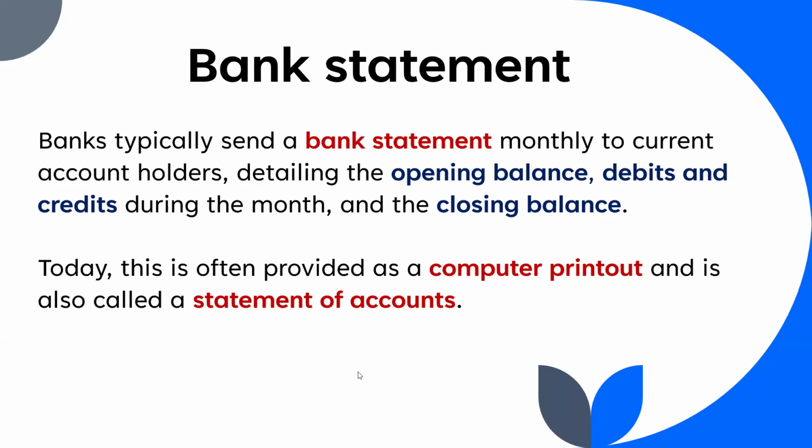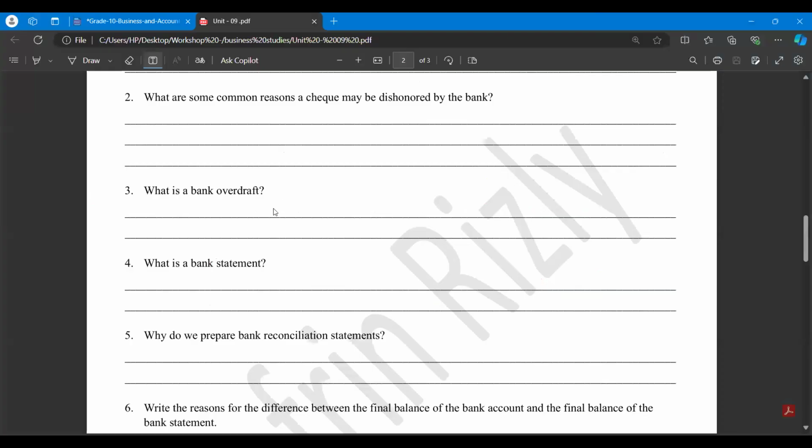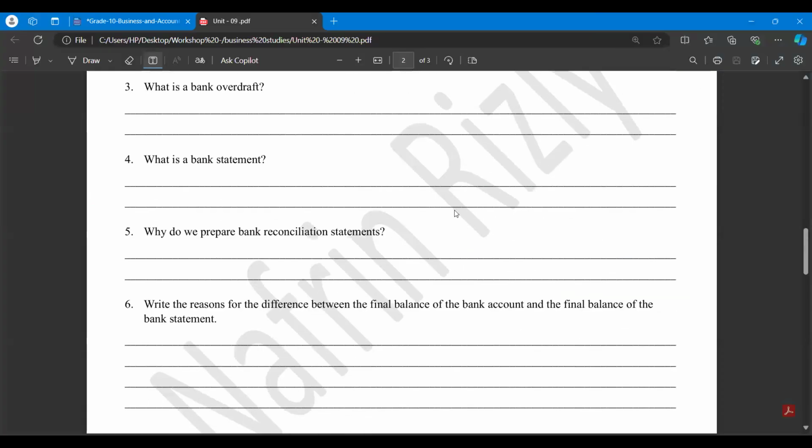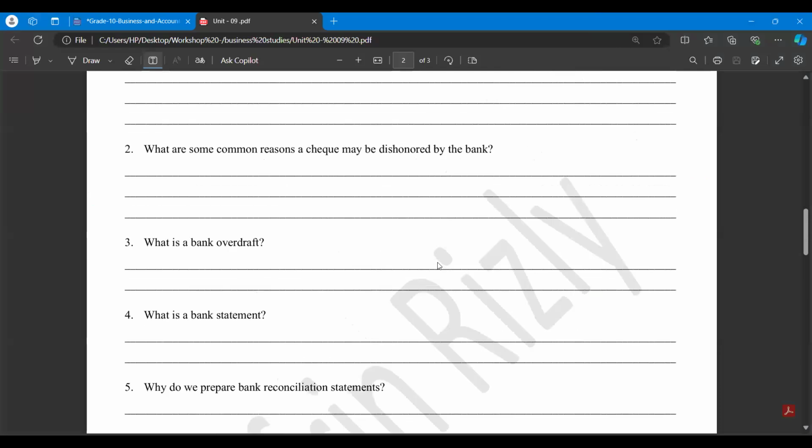All right, so back to the student. There are some questions that you need to answer. What is a bank overdraft? What is a bank statement? You are writing these as we go. So let me know once you're done writing what a bank statement is about.